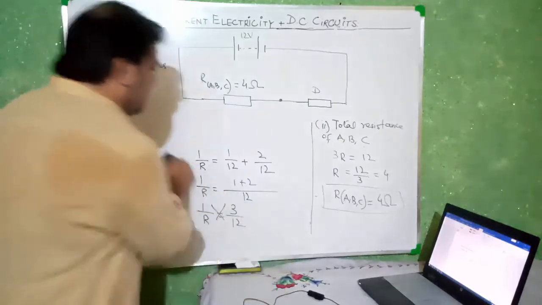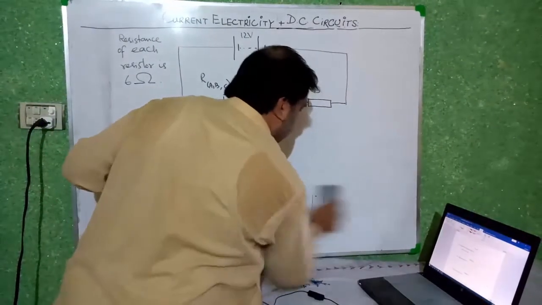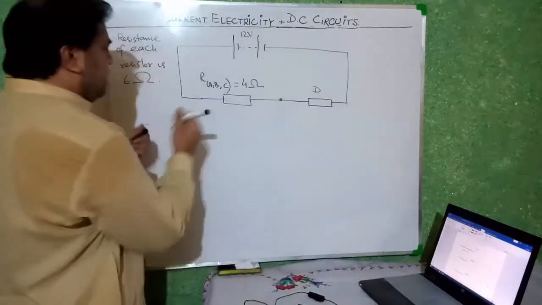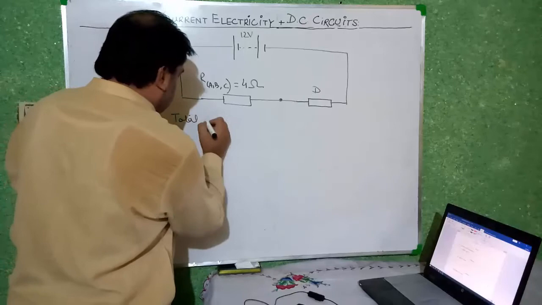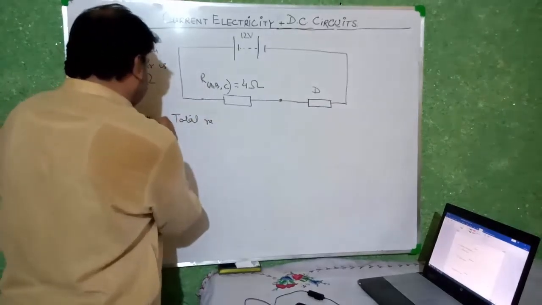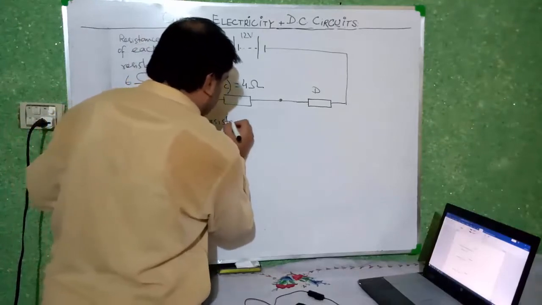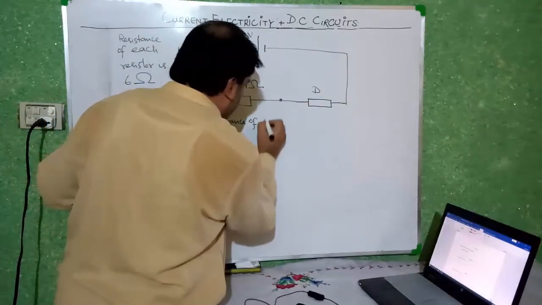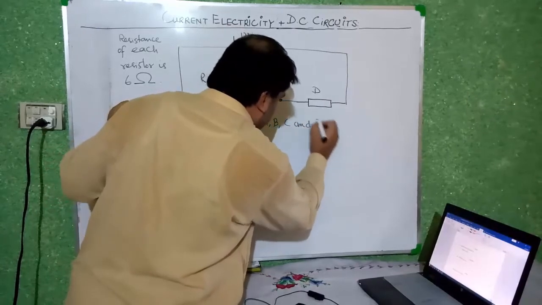In the third part, we are going to find the total resistance of A, B, C and D.